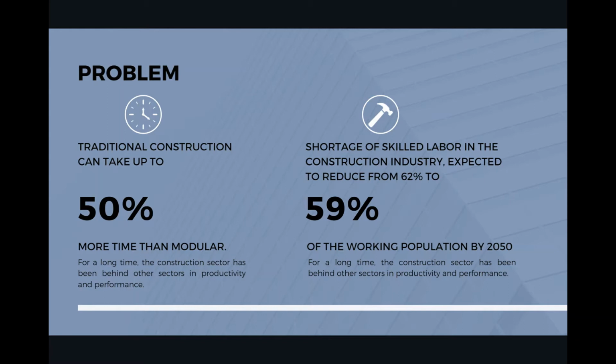And the first topic you see on the left side, we got some numbers there from the McKinsey report called Modular Construction. And they state the benefits of modular construction being 20 to 50% faster than traditional methods. So that's what you want to give emphasis with.